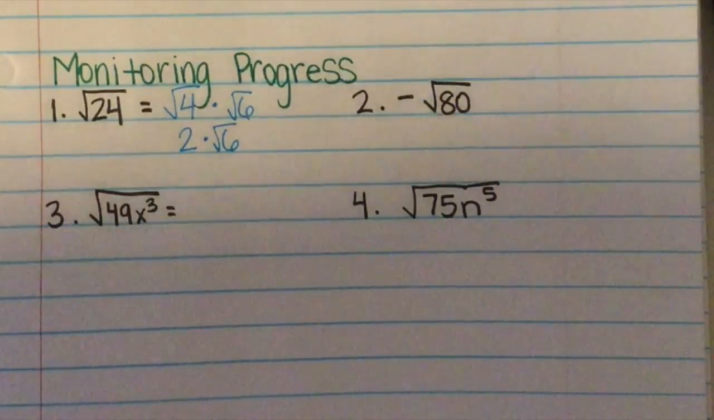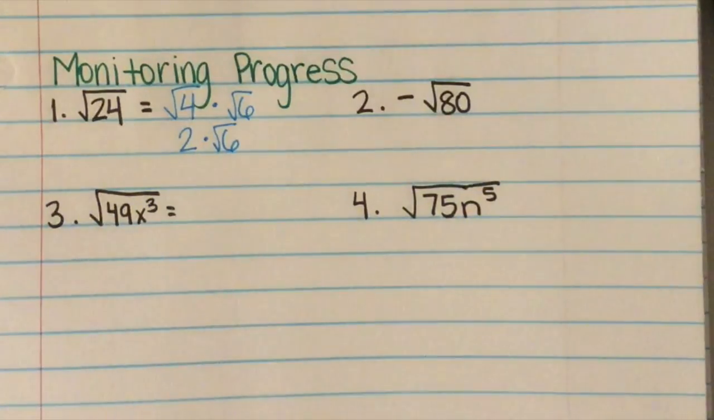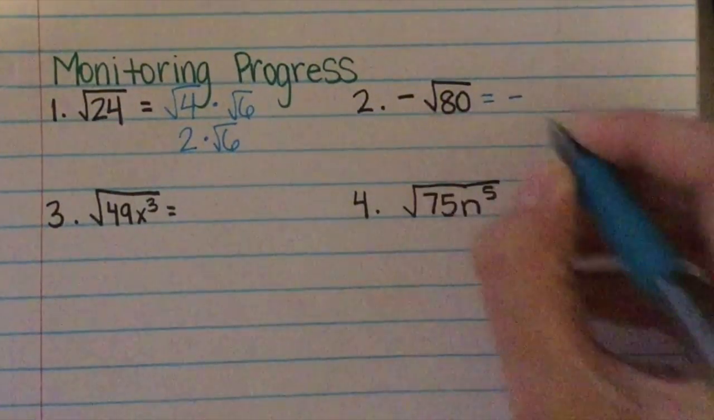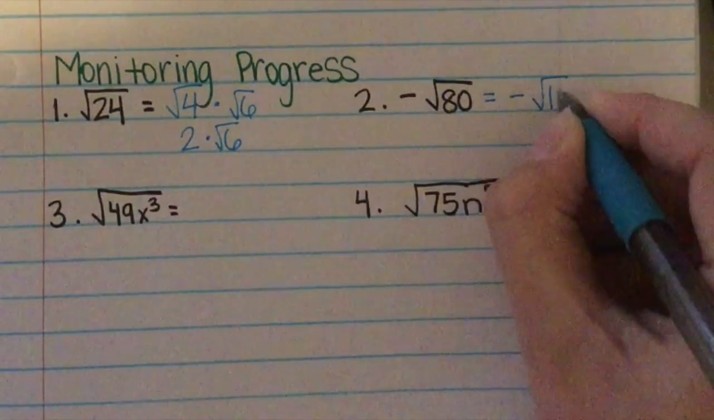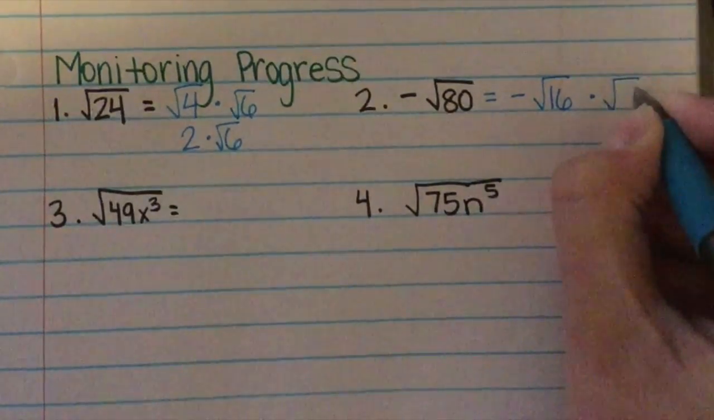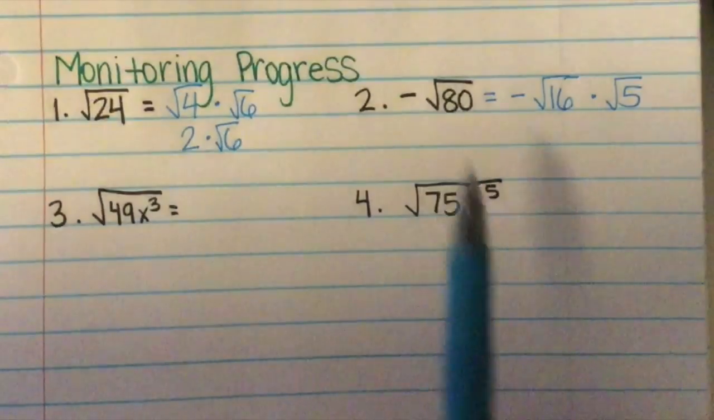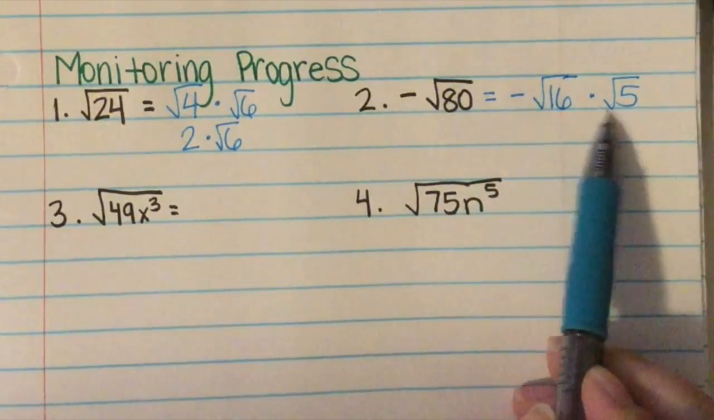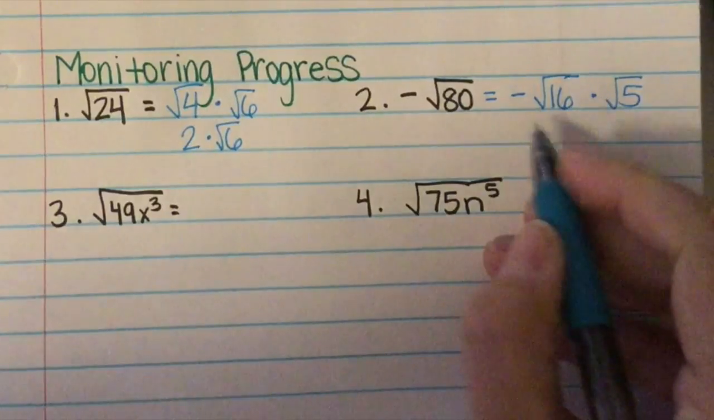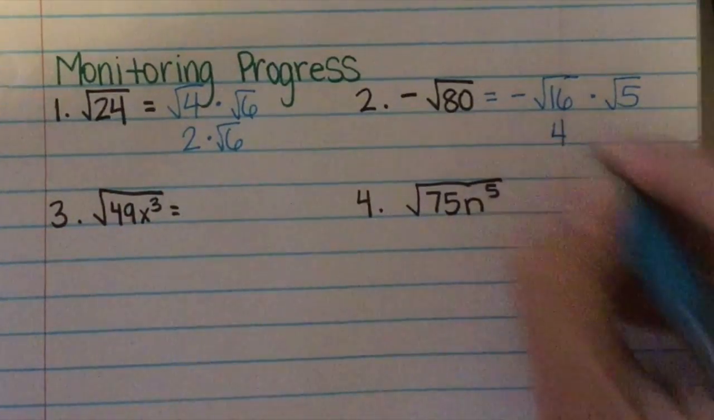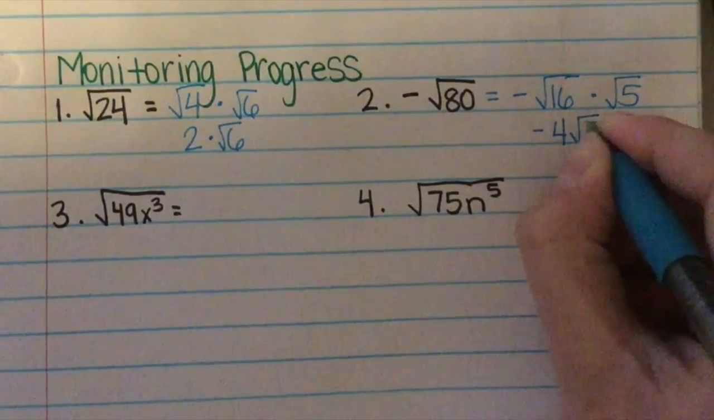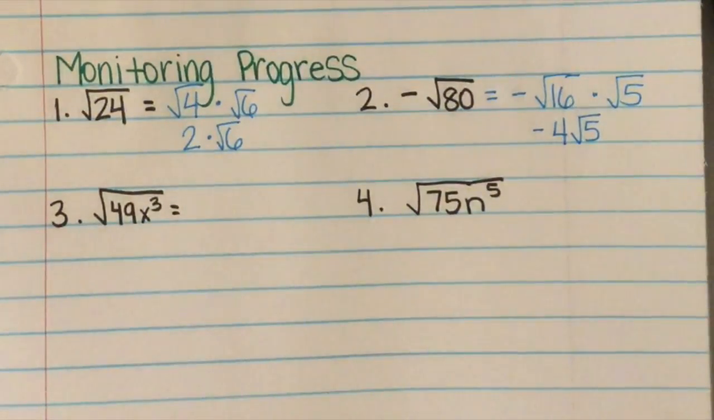The next one we have is the negative square root of 80 that we want to simplify. Again, I'm thinking what factors of 80 are perfect squares. I know that 16 times 5 is equal to 80. So I've broken apart the square root of 80 into the square root of 16 times the square root of 5. The square root of 16 I can simplify, which is 4. The negative sign still stays there, and then I have 4 multiplied by the square root of 5. So that would be my final answer there.